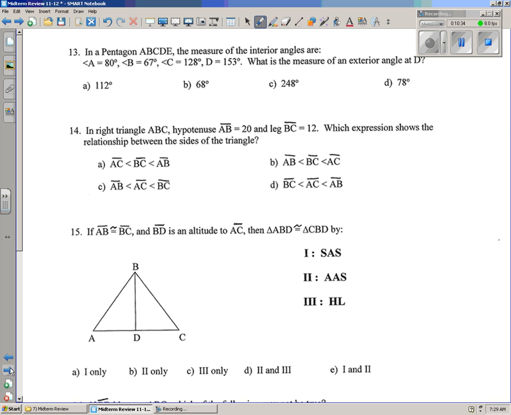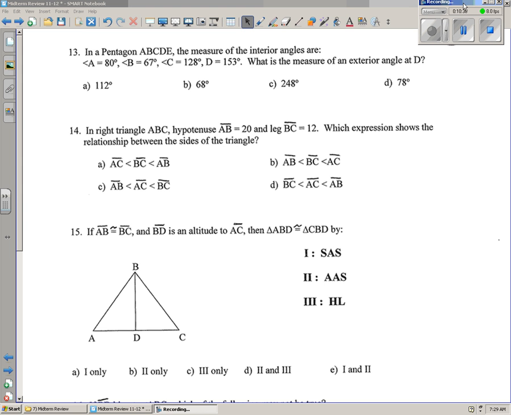Okay, 13, I have to change the question. There's a typo in it, which I realized after, of course, I photocopied it, which is so fantastic. In the pentagon, it says you have the measure of the interior angles. And it should say, what is the measure of an exterior angle at E?